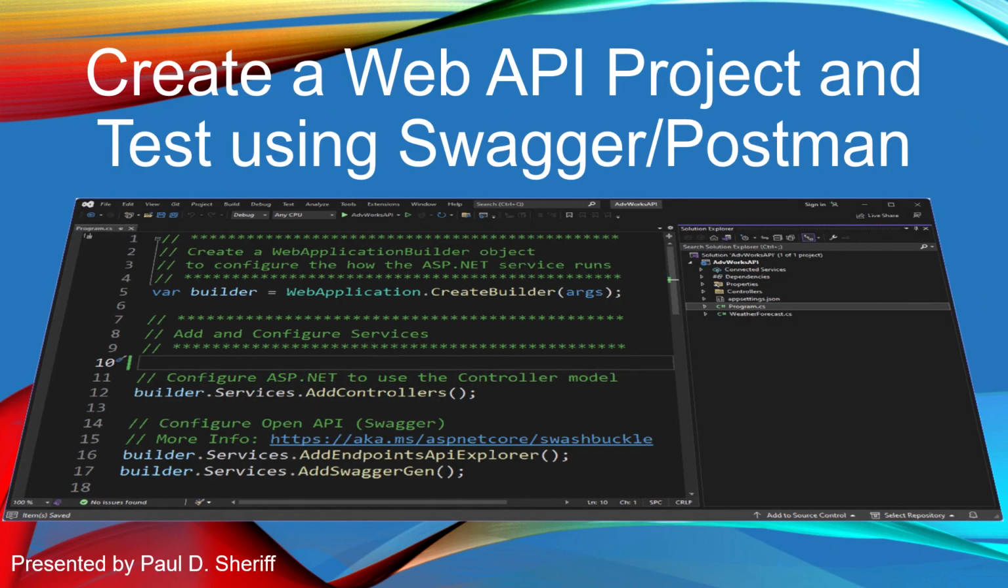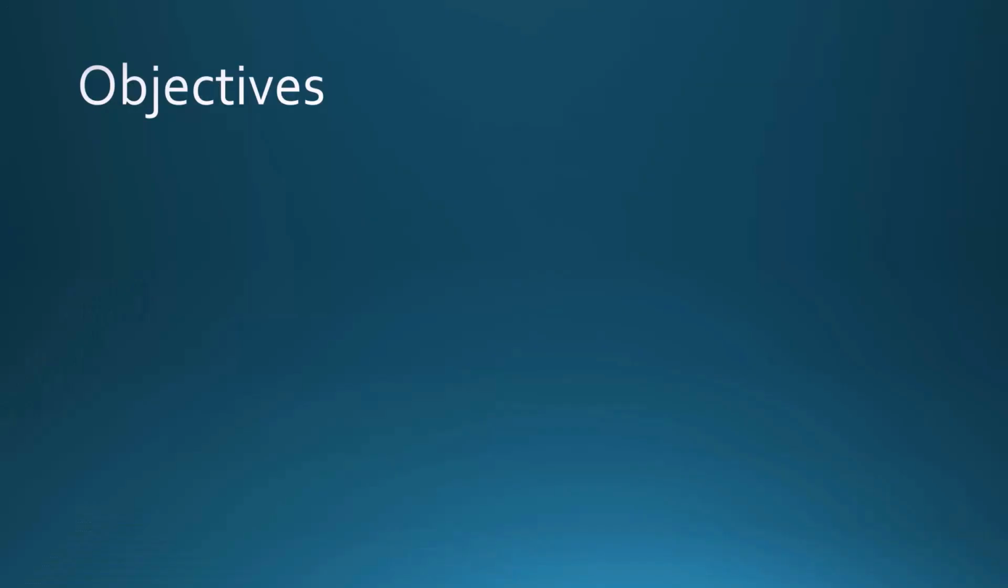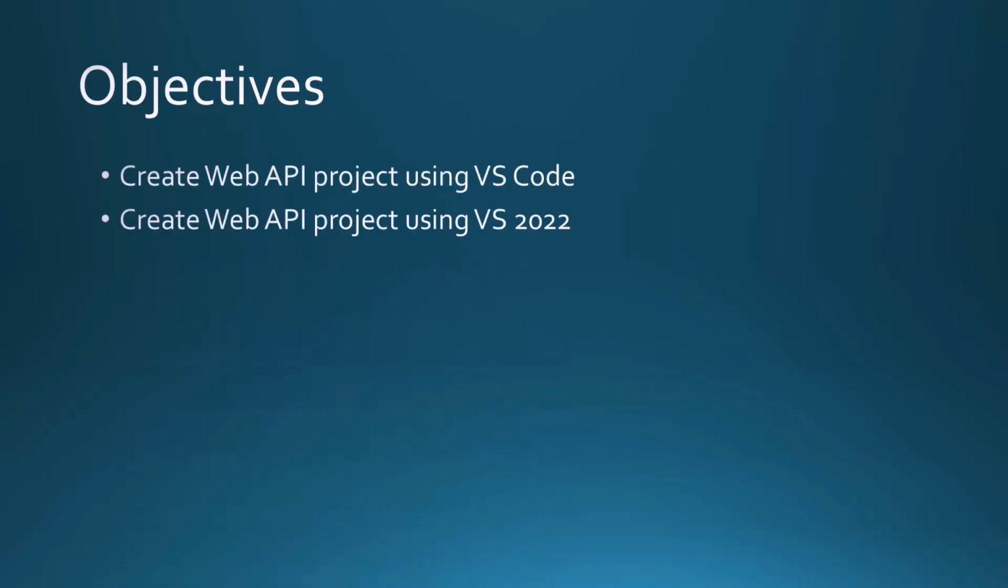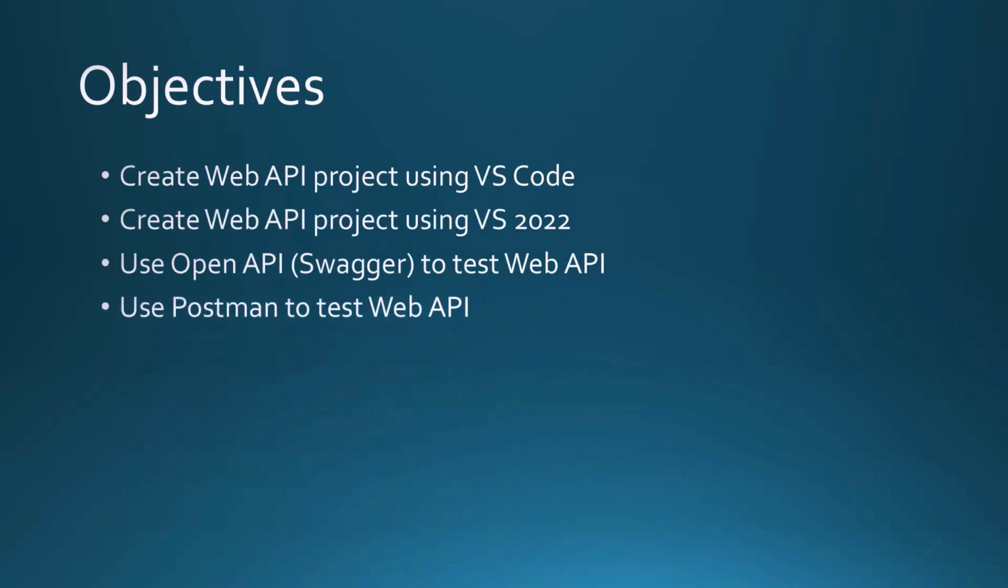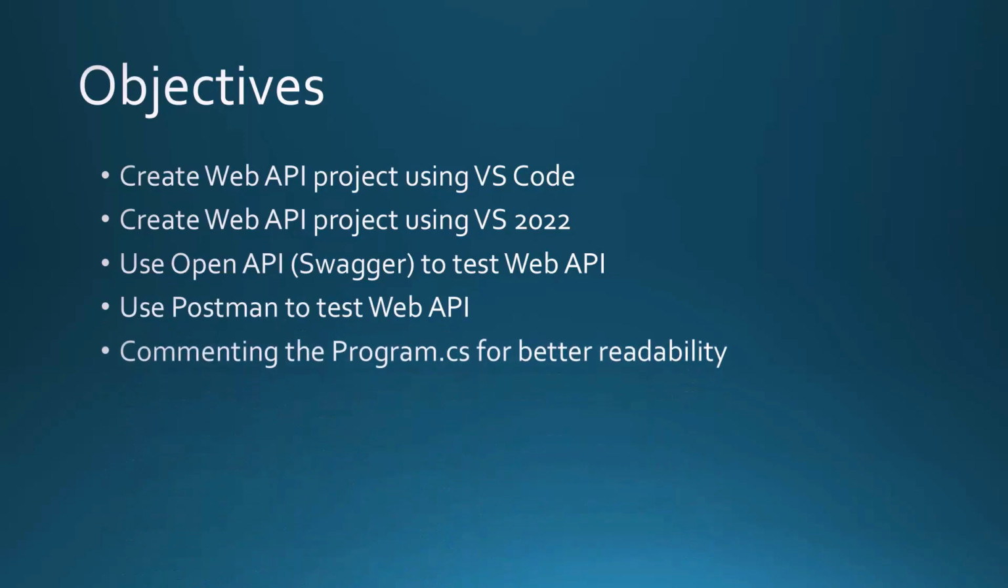In this lesson, we create a web API project and test it using Swagger and Postman. The objectives for this lesson are to create a web API project using Visual Studio Code and using Visual Studio 2022. We're going to use the Open API or Swagger to test the web API, and we're going to use Postman as well to test these web APIs that we're going to create. We're also going to learn about how to comment the Program.cs file for better readability.